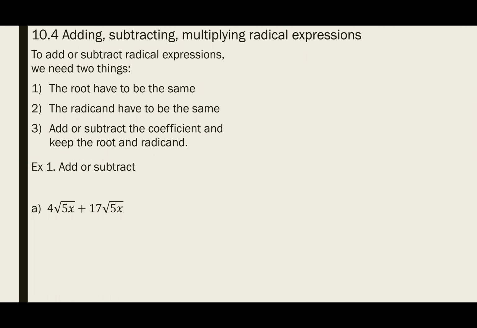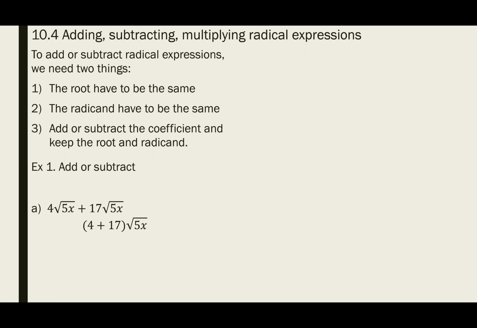But if the radicand, the number in the root, is not the same, you have to ask yourself, is there a perfect square hidden, and somehow make the radicand the same? Once you have it, all you need to do is add the coefficient, which is the number in front of the root. You add them up and you keep the square root or the cube root, and you keep the radicand, right?